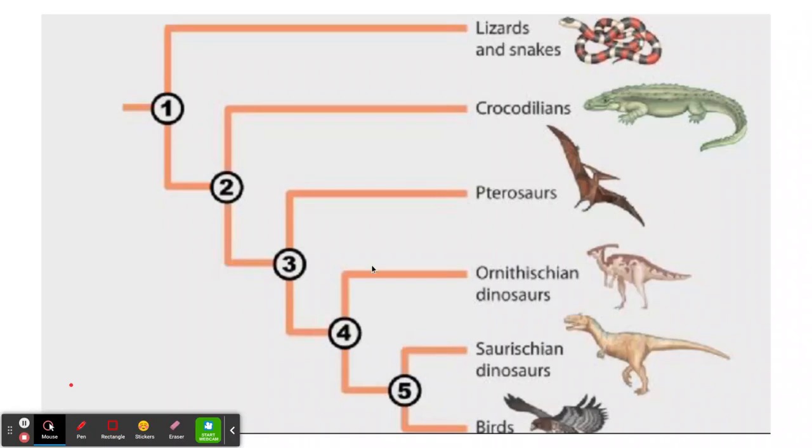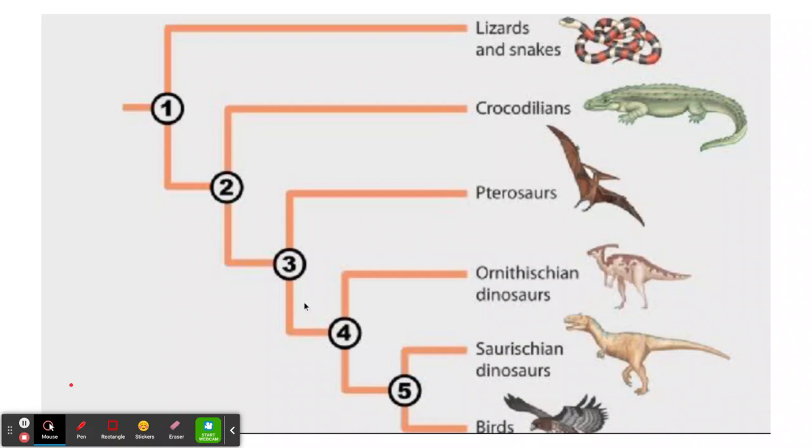All right, let's look at one more phylogenetic tree. So what do you think? Who do you think in this tree are more closely related? And you can see the node points. We have 5 node points, or branch points, 5 most recent common ancestors. So we have the dinosaurs and the birds, right? They share more traits. They're more similar to each other than crocodiles, right? We can see that.